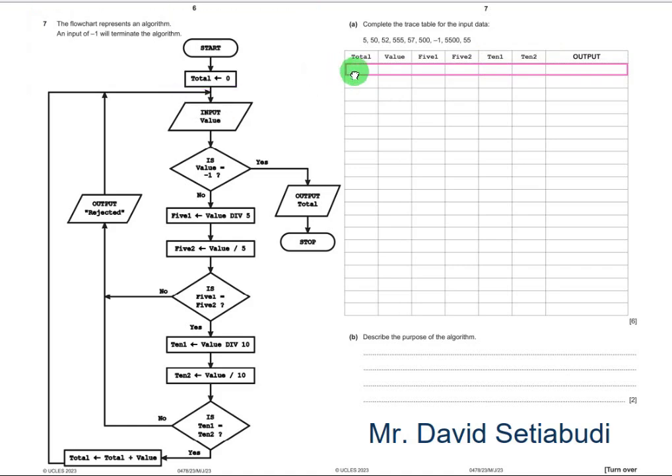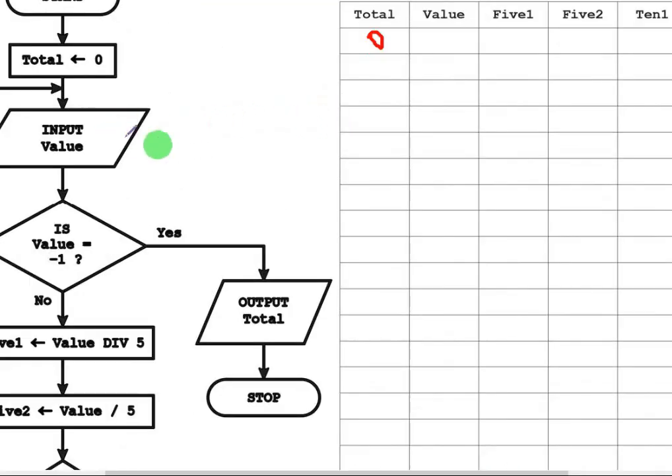Now, in the first row, put your finger on the start, and then you go down over here, and you can see the predetermined value before any inputs is 0. So you put the total is 0 over here. You put 0 over here.